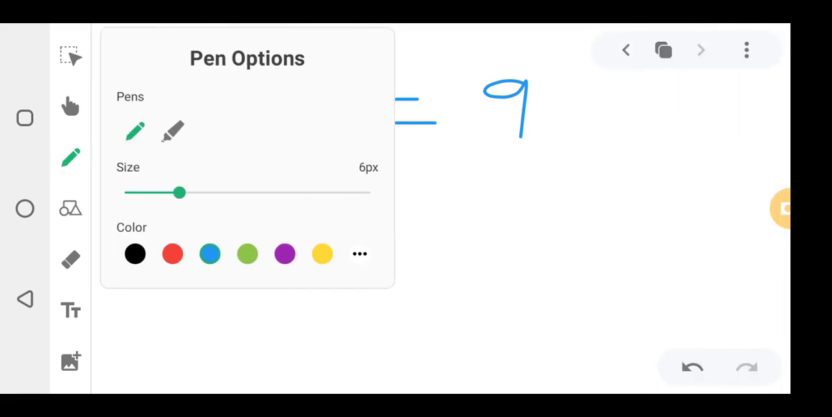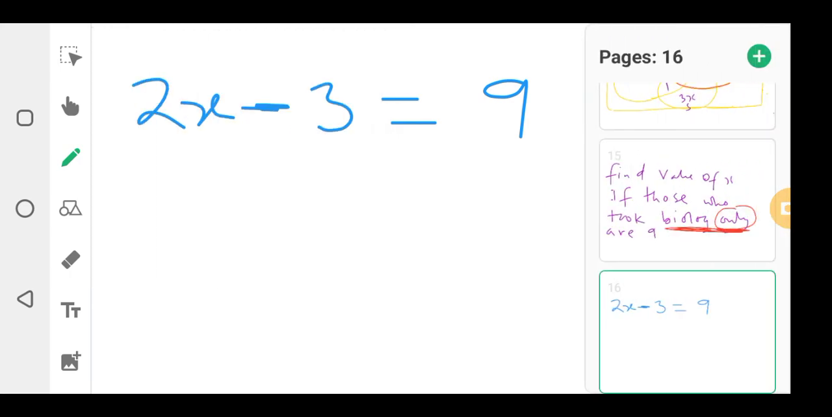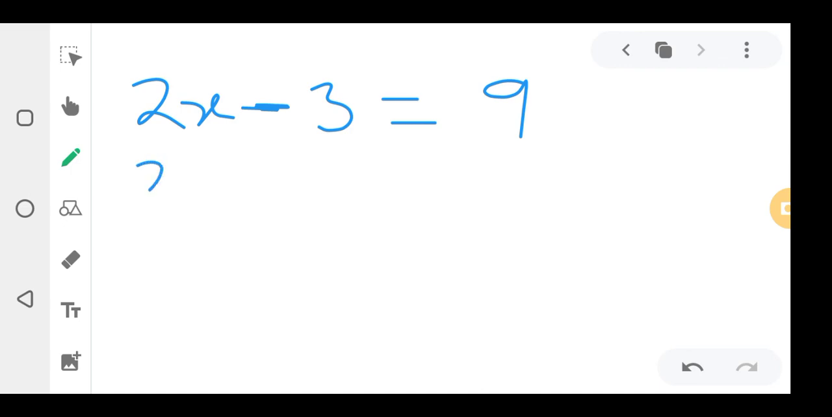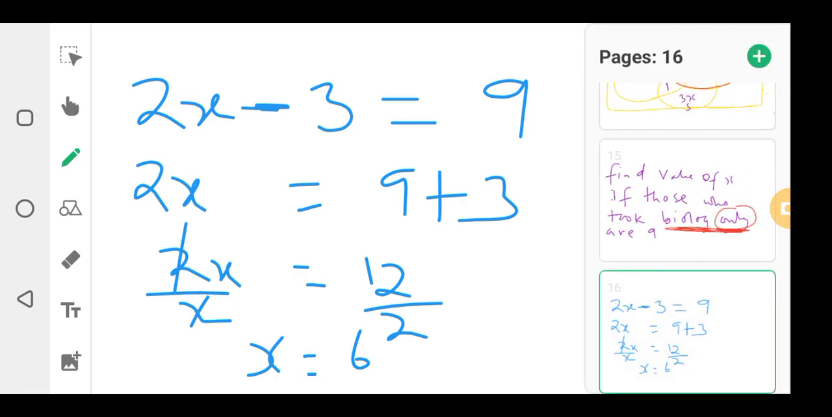Unless they didn't put only, if they just said the ones who took biology. So you're trying to find the value of x. And then you say 2x is equal to 9 plus 3, the 3 goes this side. That is 2x is equal to 12. You divide by 2. x is going to be equal to 6. That's how you solve this type of questions, guys.